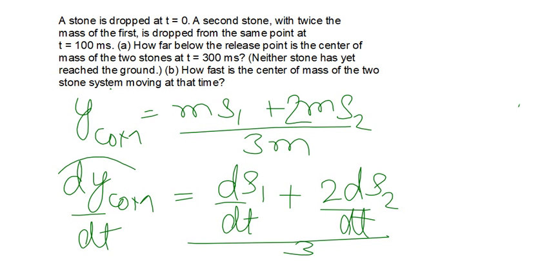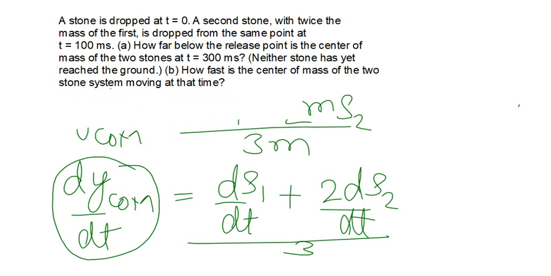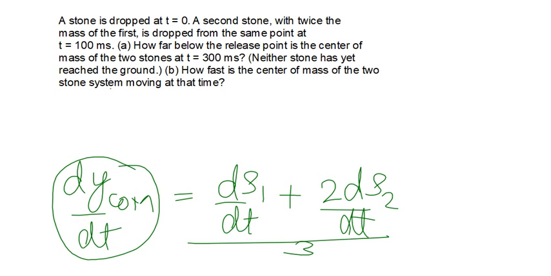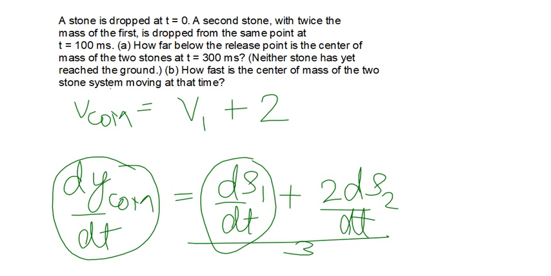So if you see, d y com by dt is basically the velocity of center of mass. So we can say that v center of mass is equal to ds1 by dt, the speed of stone 1 at t equal to 300 milliseconds, let's represent it by v1, plus 2 times ds2 by dt, the velocity of second stone at t equal to 300 milliseconds, that is v2, divided by 3. Now we need to just calculate v1 and v2.